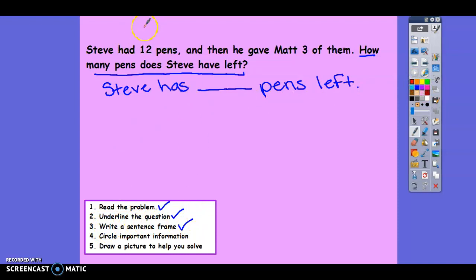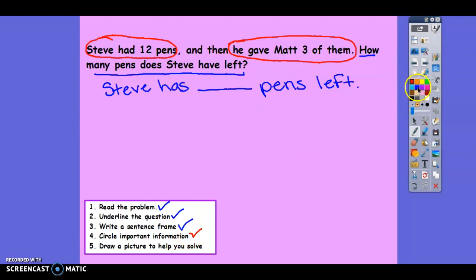All right, so if we go back to it, we have our question underlined, so let's look at our important information. It says Steve had 12 pens. Well, that gives me a number, so that's probably a good thing to know. Steve had 12 pens. Is there any other important information? I'd say so. And then he gave Matt 3 of them. Ooh, he gave Matt 3 of them. That's an important piece of information. So the only other thing left in there is our question. So I know I found all my important information.